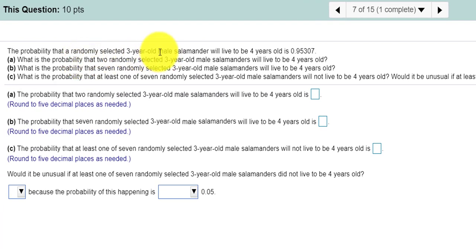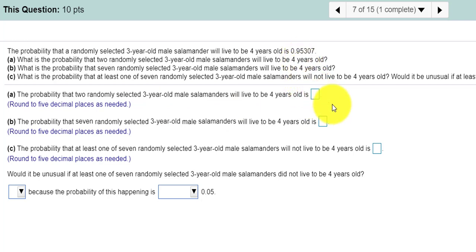Okay, you've got a 3-year-old male salamander. The probability that it will live to be 4 years old is 0.95307. So I guess the question is, what is the probability that 2 of these salamanders will live to be 4 years old? So this is a pretty good probability.